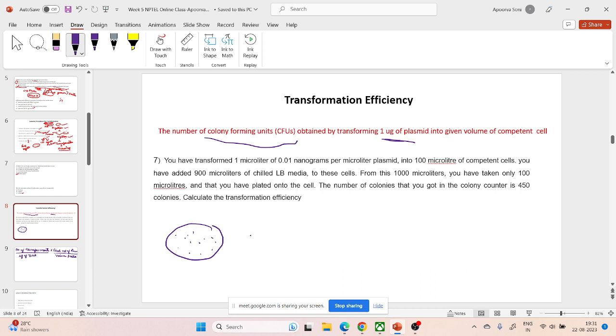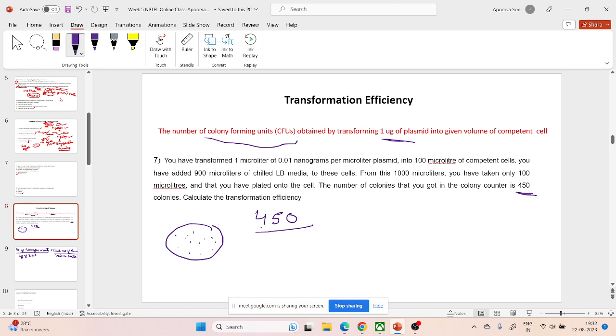Where is 280 written? Around 450. So in this question, the number of transformants means the number of colonies that are observed. Here the number of colonies observed is 450, so we will take 450. We are going to do this very simply. Whatever way it was given, just leave it. The number of transformants is 450.